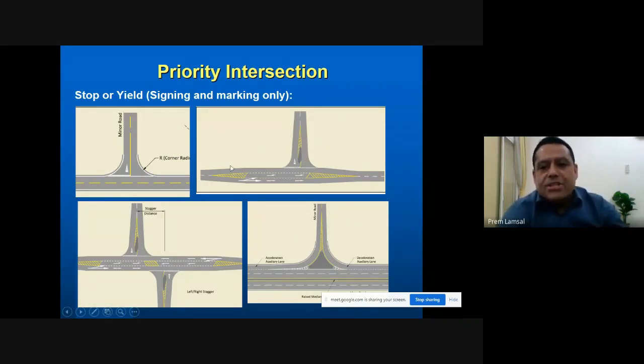And here, this is channelized by the normal ghost line, and one storage lane is created here just for the storage of this turning traffic. And this is very simple without signalizing anything.